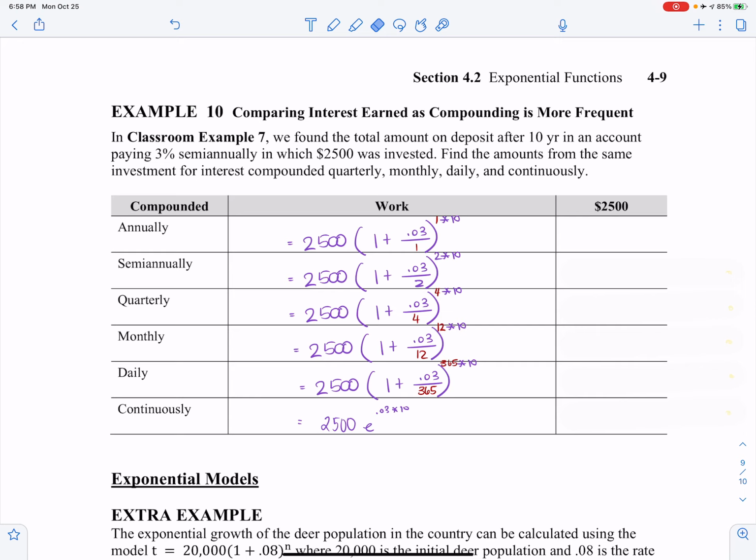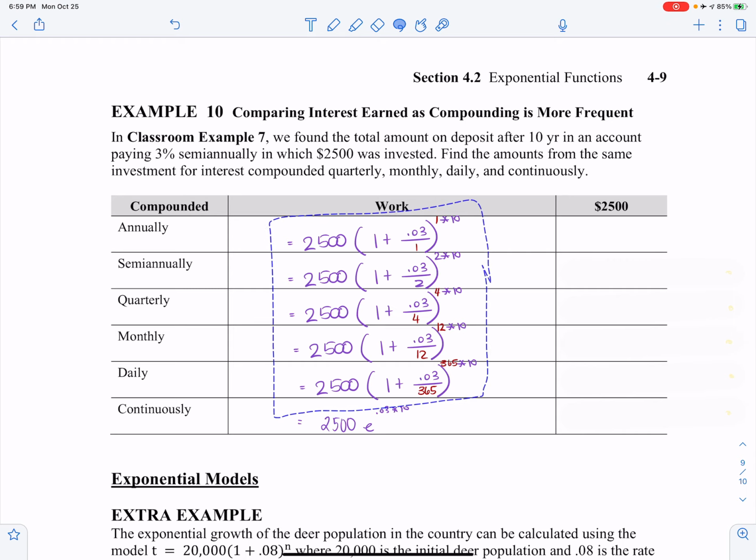Now, back in example 7, I'd like for you to pause the video and let's go back really quickly and look at example number 7. We found the total amount of deposit after 10 years in our account, where we paid 3% semi-annually, was $2,500 that we were investing. We're asked to not just look at this semi-annual compounding, but at the other types of compounding as well. So let's compare. What does it look like if we compound it annually, or quarterly, or monthly, or daily, or even continuously? So the first 5 of these, we're going to use that messy formula, the dirty formula.